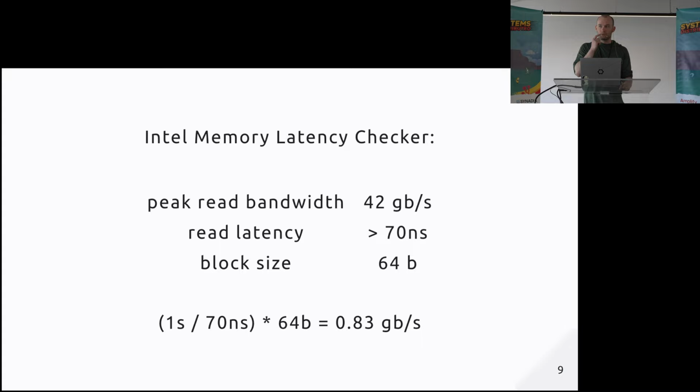And so we can do the math here. If it takes us 17 nanoseconds to do a read, we can take 1 second divided by 17 nanoseconds times 64 bytes, which is only 0.83 gigabytes per second. So you can see that if you do your reads to memory sequentially, you are not getting anywhere near the full bandwidth of your memory.